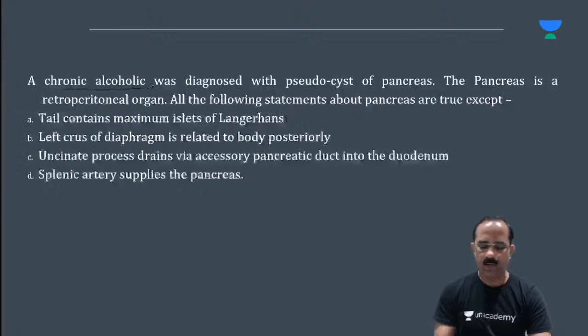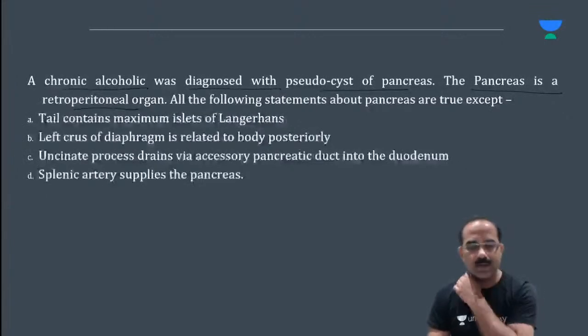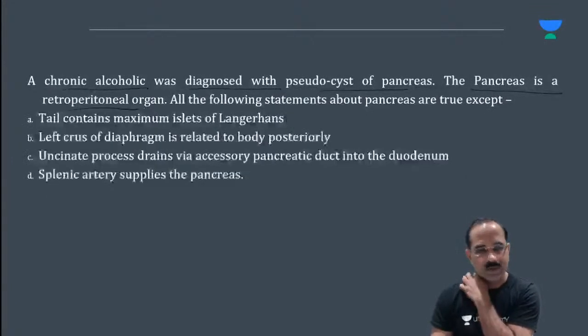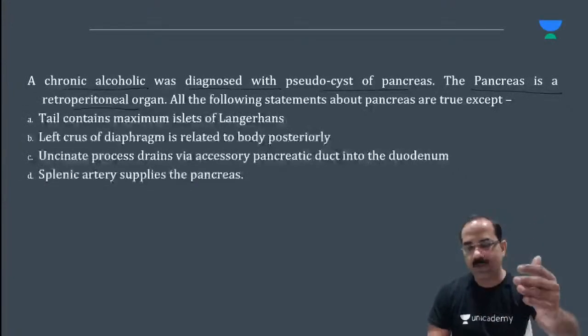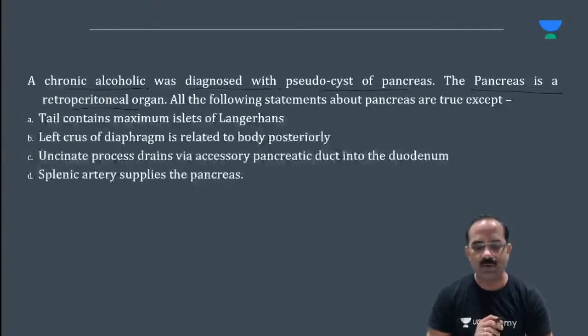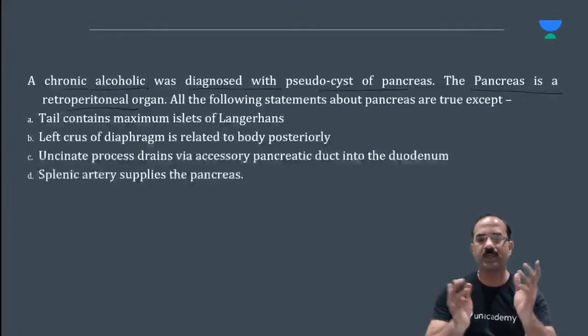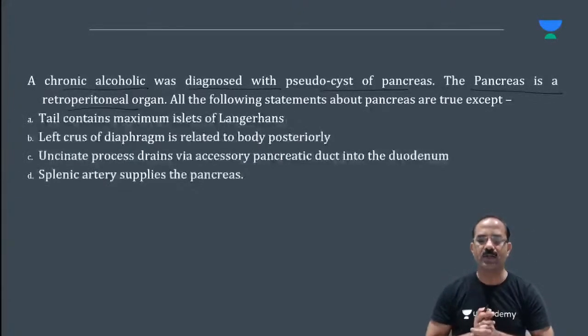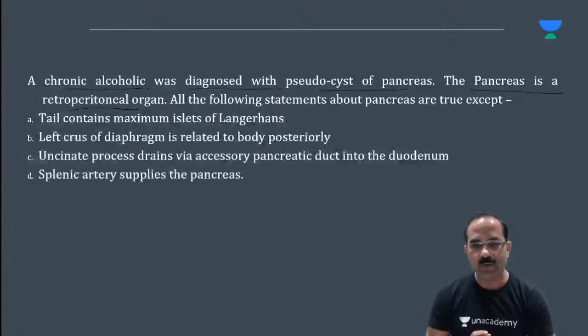A chronic alcoholic was diagnosed with pseudocyst of the pancreas. The pancreas is a retroperitoneal organ. Okay, pancreas is a retroperitoneal organ, students, correct. Any other retroperitoneal organs that we know of? You can answer this, be interactive, so it will be easy for you to understand and for me to teach. So which are the other retroperitoneal organs?